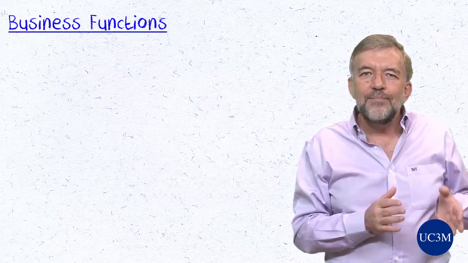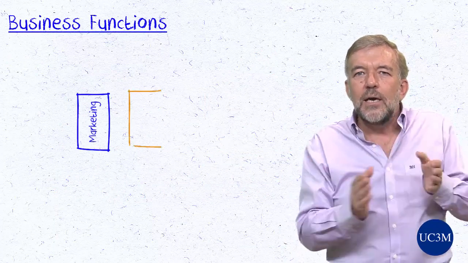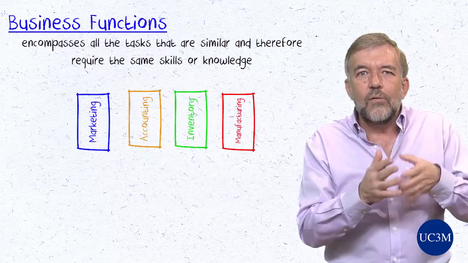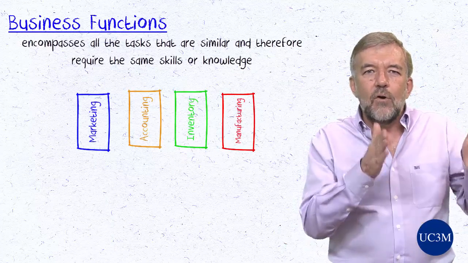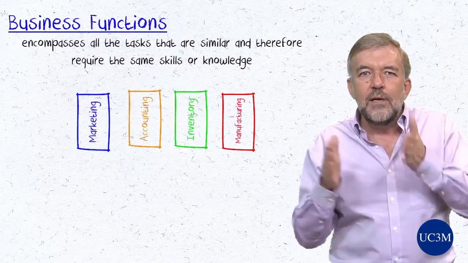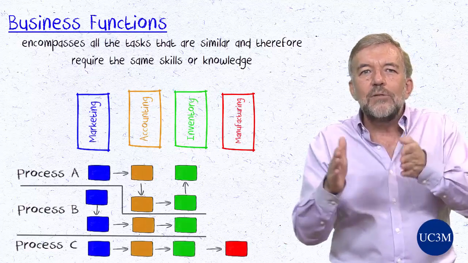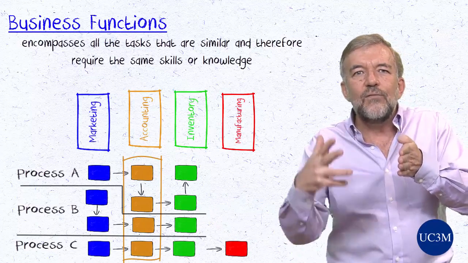On the other hand, a business function, such as marketing or accounting, encompasses all the tasks that are similar and therefore require the same skills or knowledge. Companies are often organized by functions. Thus, the accounting department would carry out the accounting tasks for all the company's business processes that involve some accounting.